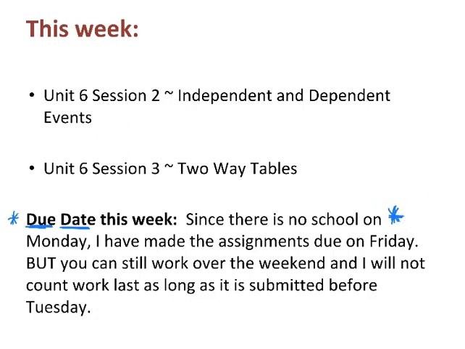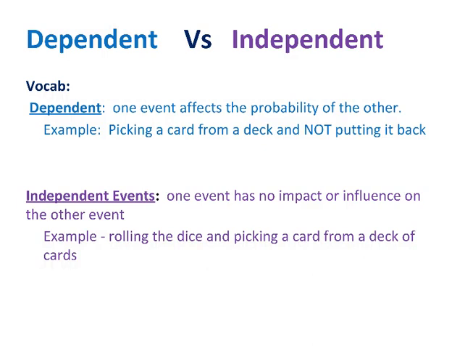All right, so let's move into learning about independent and dependent events. So before we do, let's talk about what these vocab terms mean. So dependent events are when one event affects the probability of another event. So the events are dependent on one another. One event will affect the probability of another event.